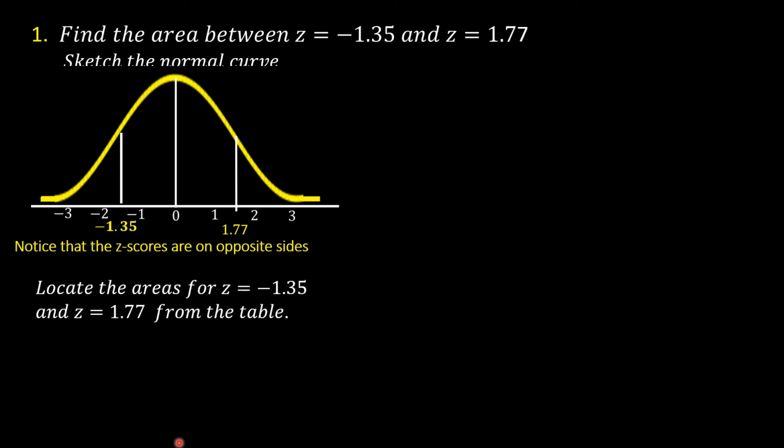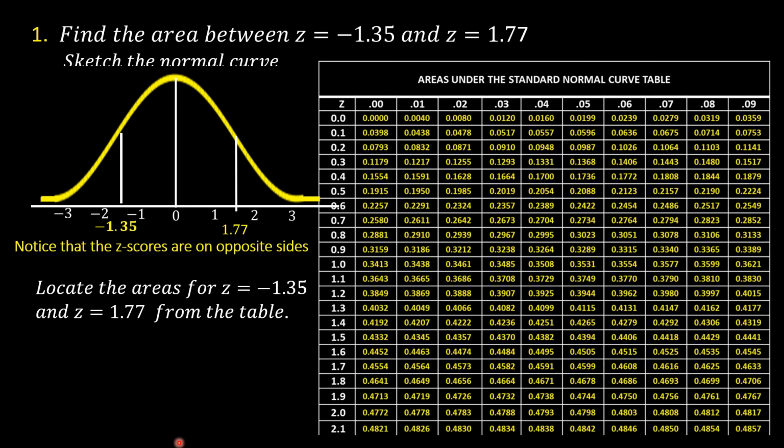Next, locate the areas for z is equal to negative 1.35 and z is equal to 1.77 from the table. This is the table we are going to use. This is just a portion of the table. The name of the table is areas under the standard normal curve table.